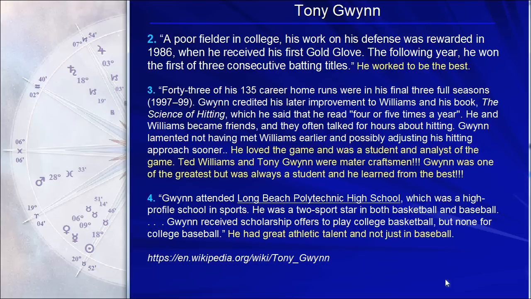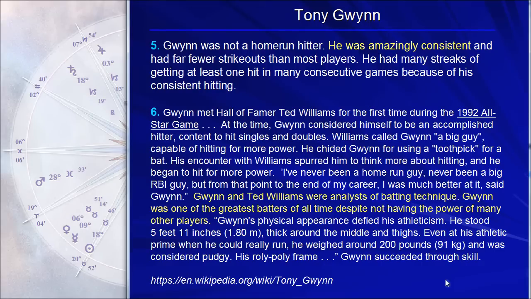So when we do this research and we work with vibrational astrology, we're not just doing number crunching kinds of research. We use it in counseling people, working with people, understanding how they are motivated and what works best for them. So Gwynn was not a home run hitter. He was amazingly consistent. He had fewer strikeouts than most players. He had streaks of hitting at least one hit in many consecutive games. He was just very, very consistent. And this is typical of 35th harmonic because of the 7 quality giving that steadiness.